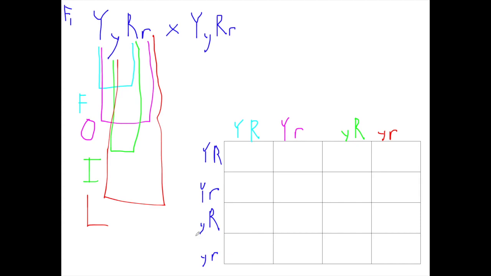The next step is just like the next step of the four-square Punnett square. You're going to put inside the square what is outside of that square. Again, keep the genes together. So for example, in this square, I'm going to have big Y, big Y, big R, big R.